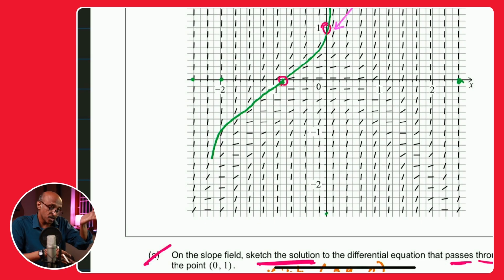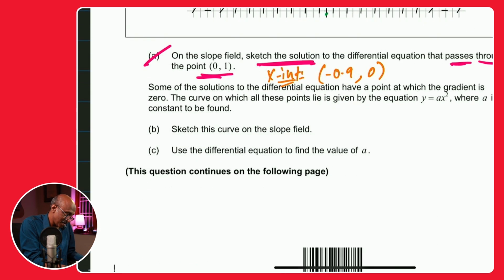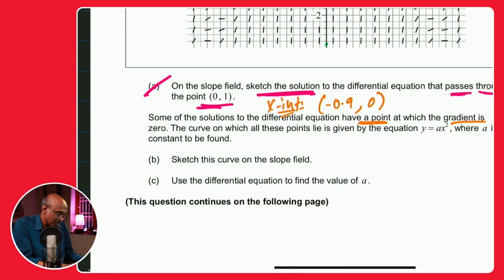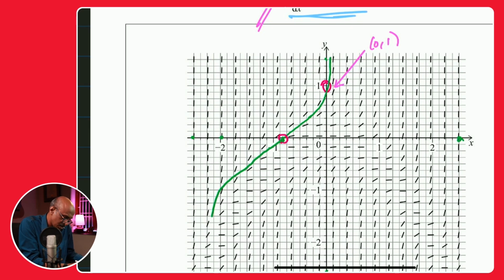Okay, so understand the solution is y, but dy by dx is equal to 0. Where are they saying? Some of the solutions to the differential equation have a point at which the gradient is 0, have a point. Some solutions have a point. This particular solution probably does not. Okay, so this green is one solution to that differential equation. It passes through point 0,1, but dy by dx is equal to 0 is where there's a horizontal tangent.